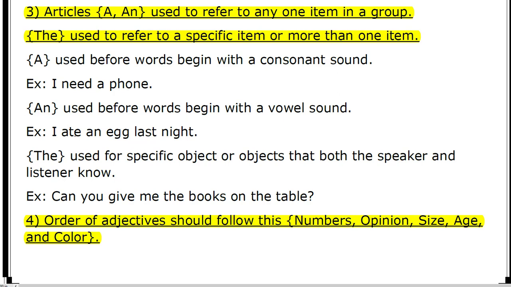Example, I ate an egg last night. So here's the noun egg starting with E, which is a vowel sound. So we used an egg. An for singular, so only one egg.